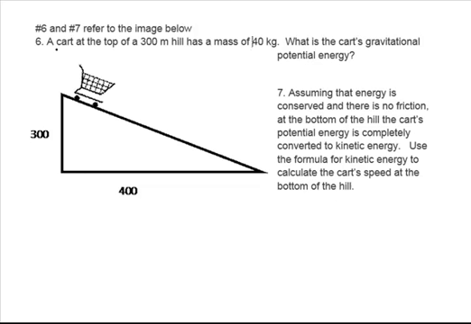Hey, let's take a look at this one. Number 6 and 7 refer to the image below. A cart at the top of a 300 meter hill has a mass of 40 kilograms. What is the cart's gravitational potential?